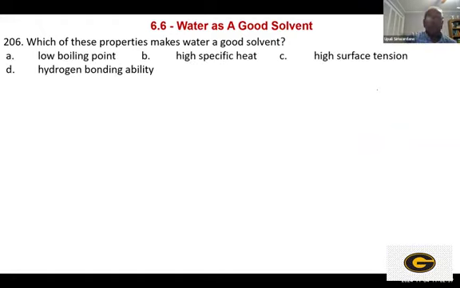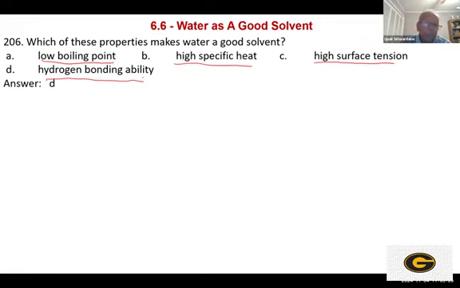These are properties: surface tension, high specific heat, low boiling. Water has a high boiling point, high specific heat, and high surface tension. The hydrogen bonding is the one that makes all these higher values of specific heat and high surface tension.